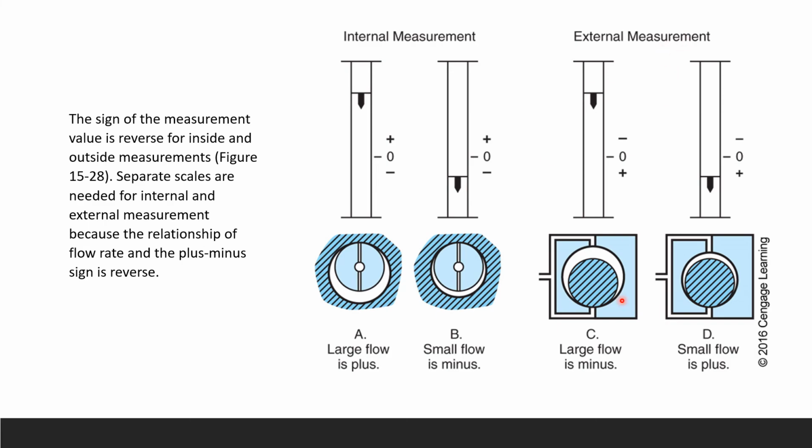For external measurement, the large flow, floating up, is a minus. And the small flow, floating down, it's not going up a lot, actually, and that's your plus.